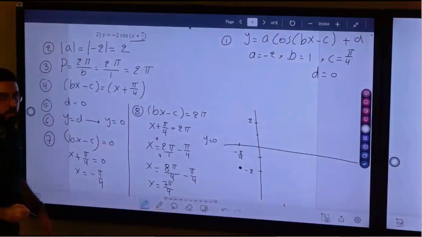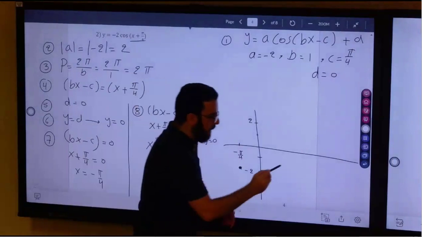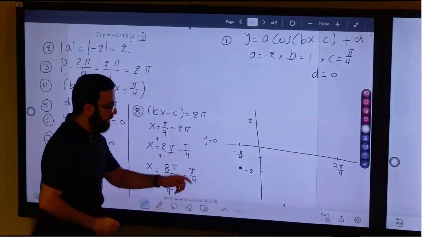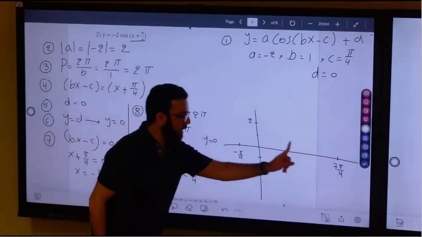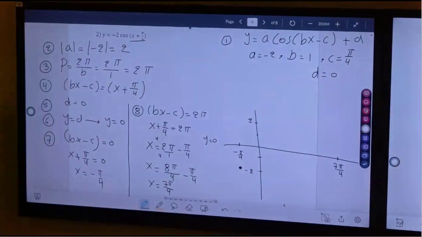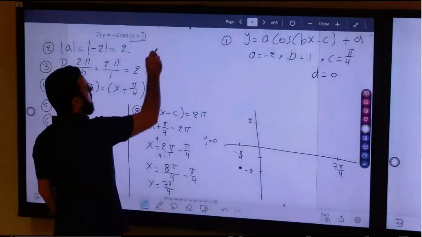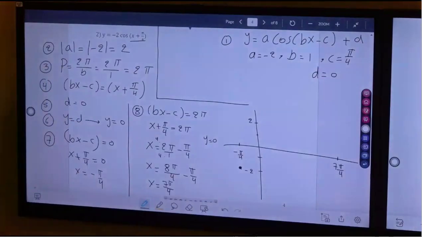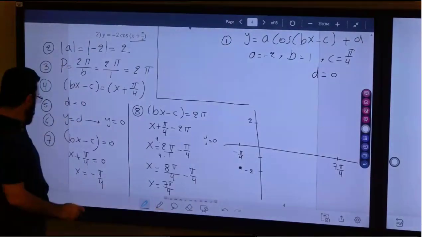So the endpoint is what? 7 pi over 4. I'm going to put 7 pi over 4 here. There's the start point. Here's the end point. What's the next step? Step 9, the x scale.